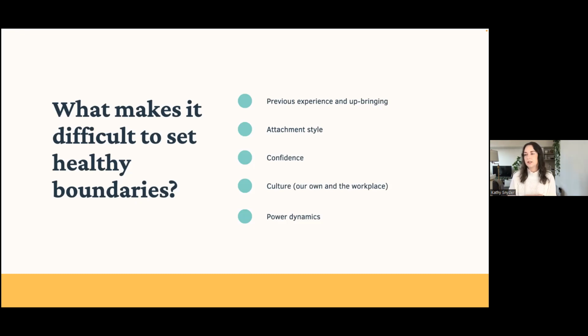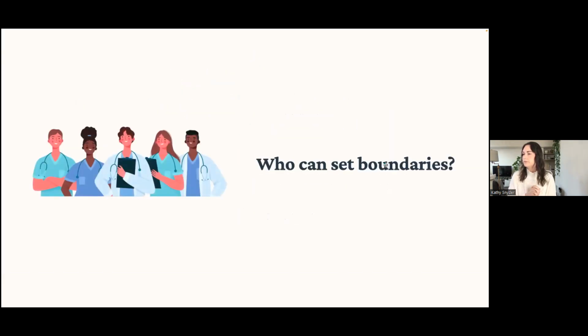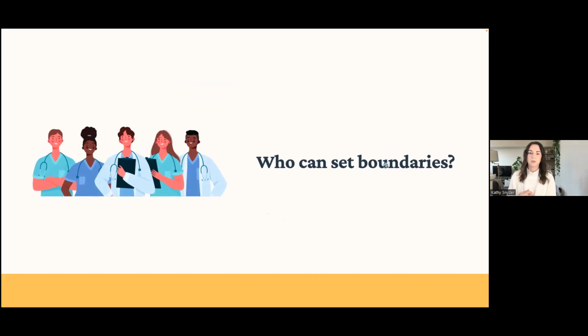And then lastly, again, power dynamics. It's much easier to set a boundary with someone who is of perceived less power than you. And so sometimes patients can have a difficult time setting boundaries with their providers for this reason. So this is a pretty quick question, but who can set boundaries?